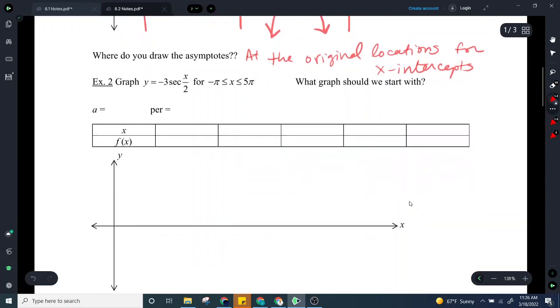All right, let's try the next one. So graph the function negative 3 secant of x over 2. They're giving us a specific interval. And it says, what graph should we start with? Well, the reciprocal function for secant is cosine. So we're going to start with the original cosine graph. So really what we're going to graph is negative 3 cosine of x over 2. All right, so my a value is negative 3. Oops, sorry about that. Let's fix that.